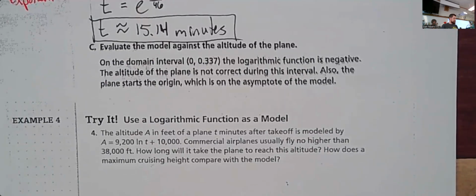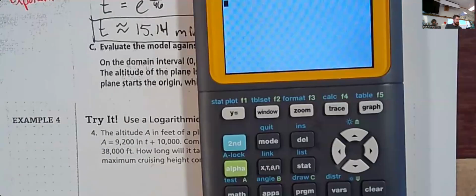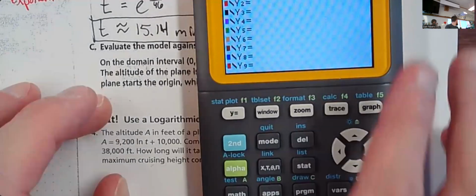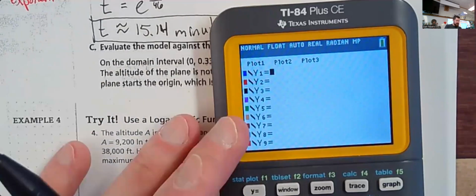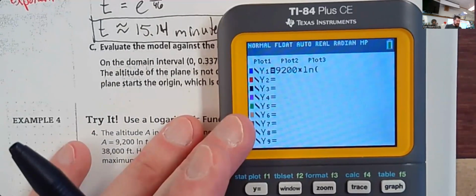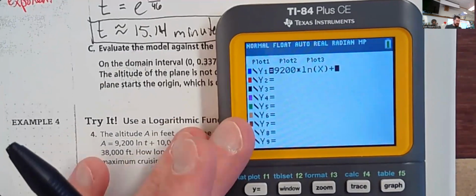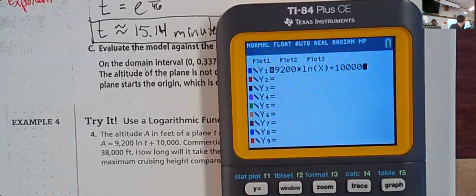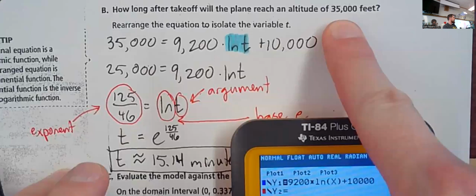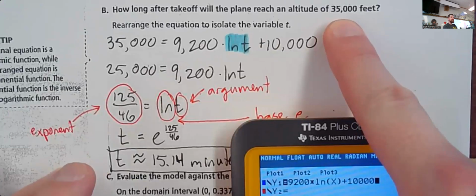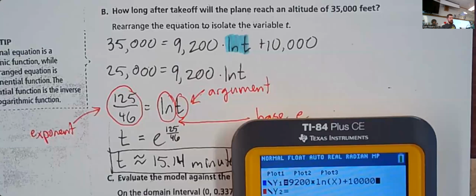If you look here, let's actually look at this function. Go to your y equals menu. Let's type it in. 9,200 times ln x. We can't use t, so we'll just use x, plus 10,000. That's our function right there. Now, in terms of altitude, what was the highest value that we've seen so far for y? In terms of what we just calculated, what was the highest value of y? 35,000. So we need to have a very large range of y values here.